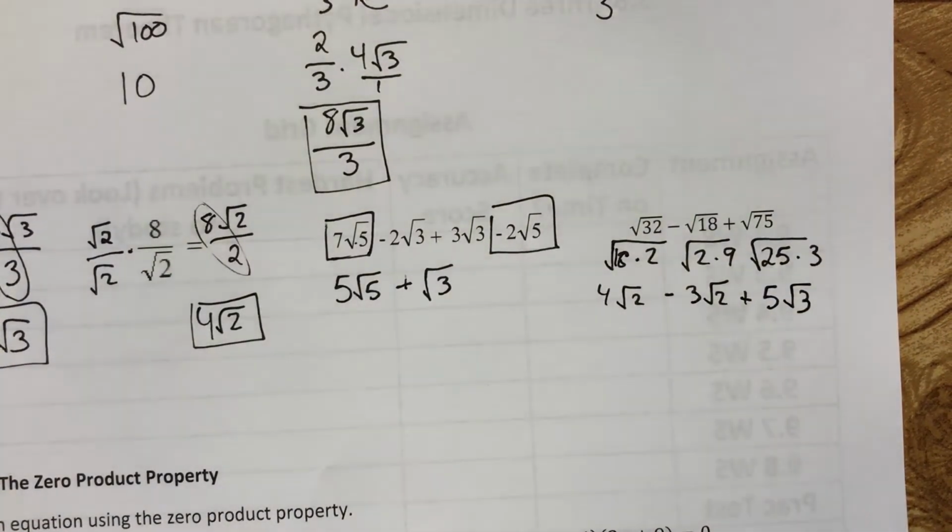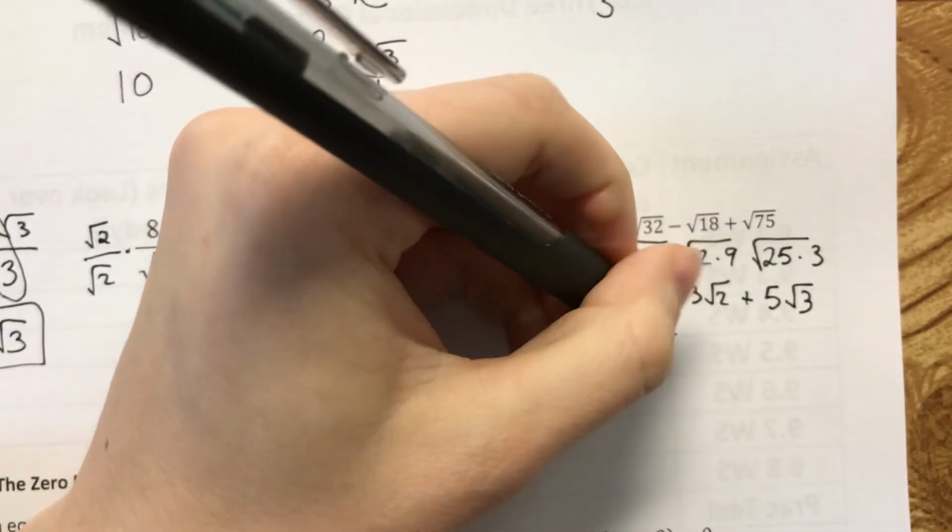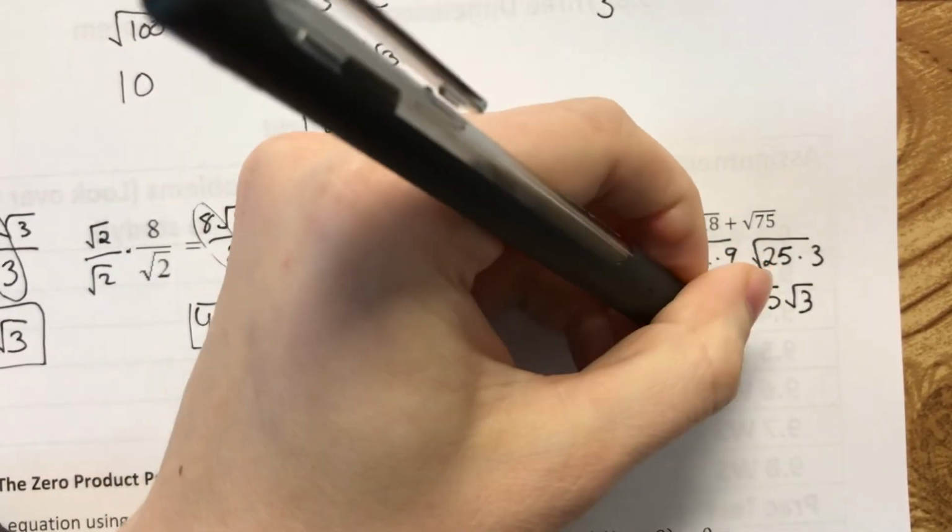And we can go ahead and simplify that one step further. 4 root 2 minus 3 root 2 is going to be 1 root 2, or just root 2, plus 5 root 3.